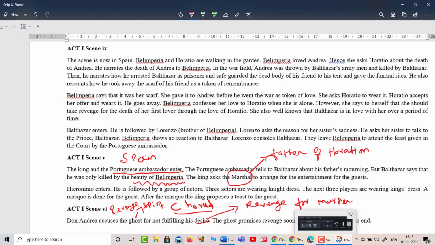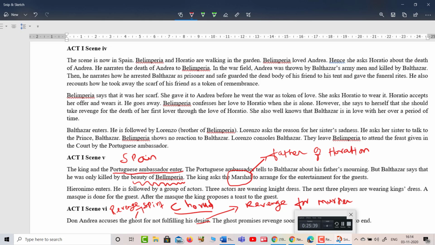And the story opens in Spain. The Duke of Castile discusses the war with Portugal, and the news comes that Spain has won the war with the death of Andrea, and Balthazar is captured. The Prince of Portugal is captured as captive, and both Lorenzo, son of the Duke of Castile, and Horatio, son of Hieronyma, claim the capture of Balthazar. So the king gives the horse and the weapon to his son Lorenzo, and the ransom for Balthazar to Horatio.